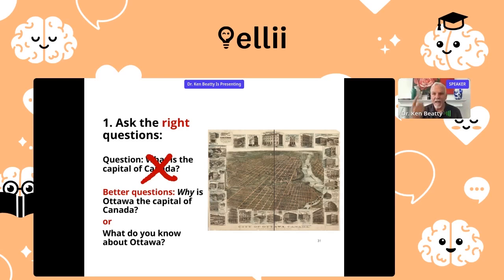And even in a language classroom, think about the richness of language that starts to explode out of why questions, rather than just asking, what is the capital? What do you know about Ottawa is even better. What can you tell me? What do you know about this subject? And we so seldom do that. Ask students, what do you already know about this?